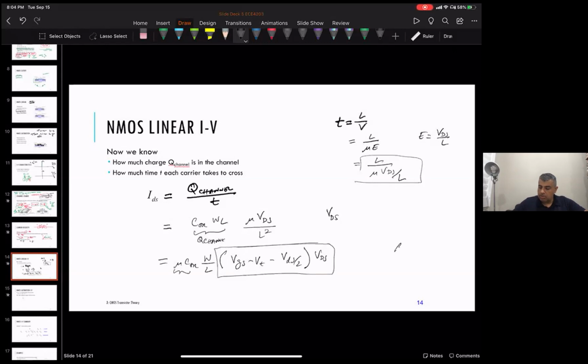We're going to call everything beta. You can think of it as a sort of gain. By convention, we call beta mu Cox W over L. So we just end up with this beta times all the voltages: (V gate source minus VT minus VDS over 2) times VDS.